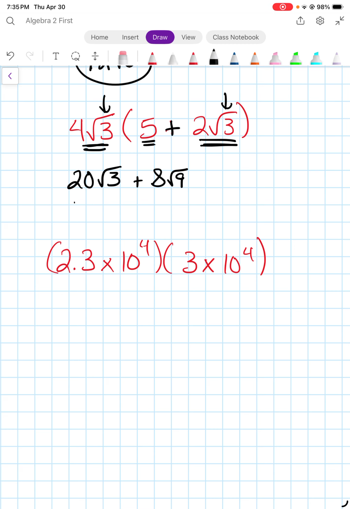So 20 root 3 stays the same. 8 times root 9. Now, the square root of 9 is 3. So 8 times root 9 is the same thing as 8 times 3, or 24. And again, you cannot add those. Don't try to add them because they're not like terms.